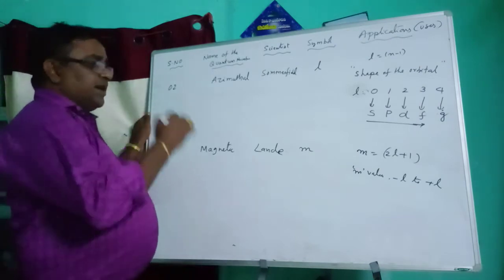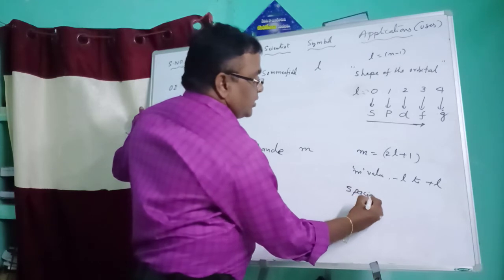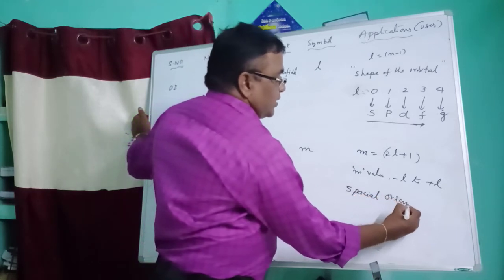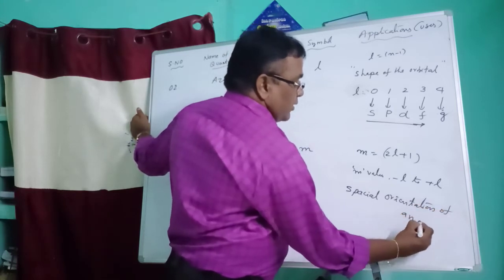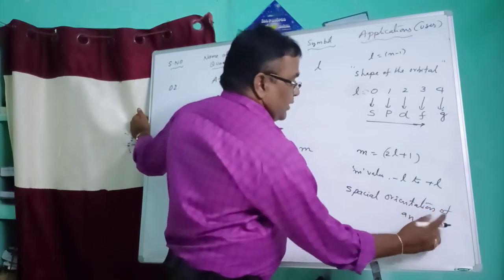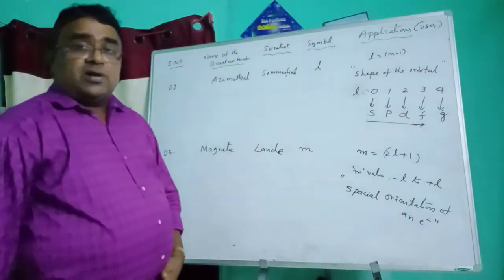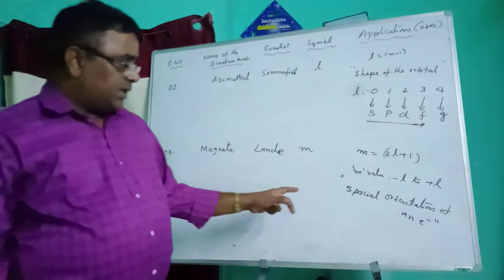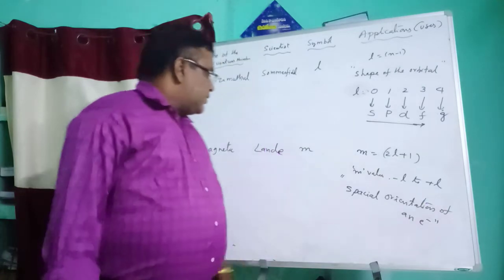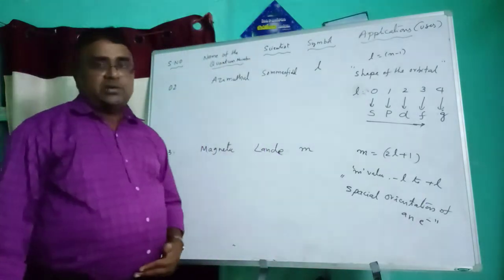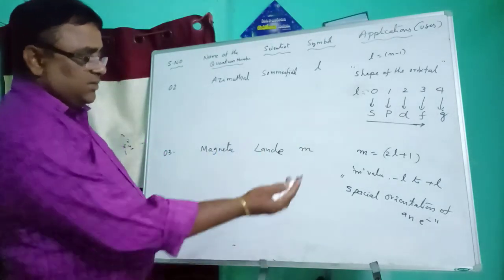So what is magnetic quantum number? M represents the spatial orientation of an electron. Definition: the number which represents the spatial orientation of an electron is known as magnetic quantum number. It was discovered by Landé. Symbol is M. So what is meant by spatial orientation?